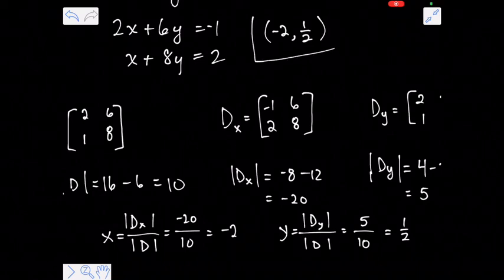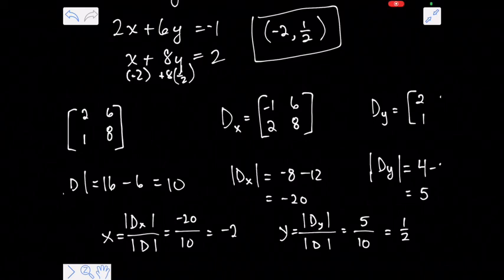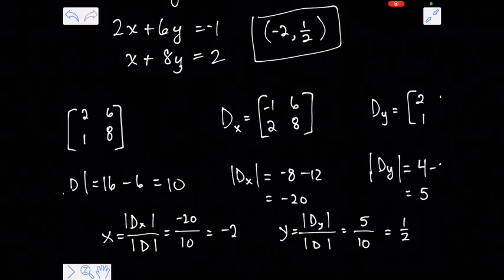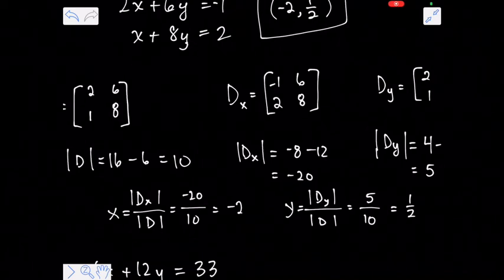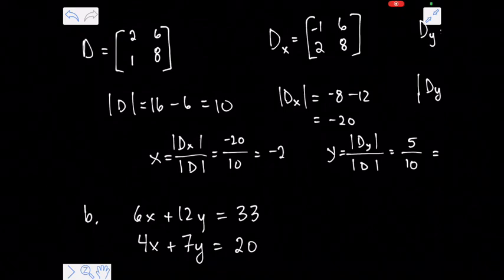And as always, it's a good idea to check answers. For example, if x was negative 2 here and y was 1/2, we have negative 2 plus 4, which is 2. Looks like it checks out there. We could also check it in that top equation, but it would work also in that top equation. So that's Cramer's rule for 2 equations, 2 variables. Let's have you try it again here. Go ahead and pause the video. Try to find, using Cramer's rule, the solution to this system of equations.